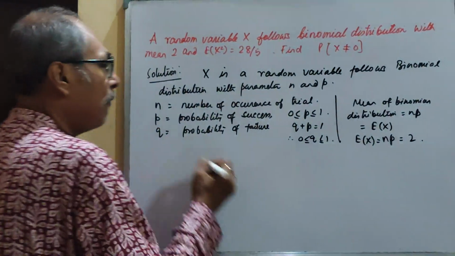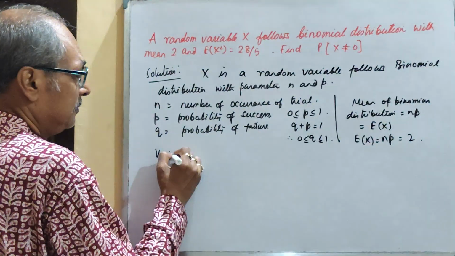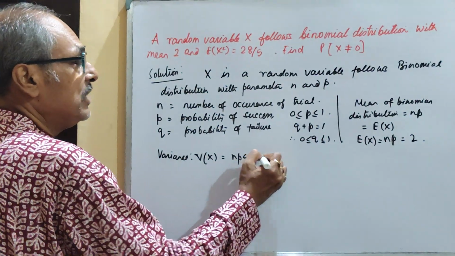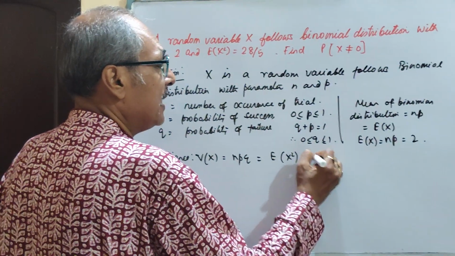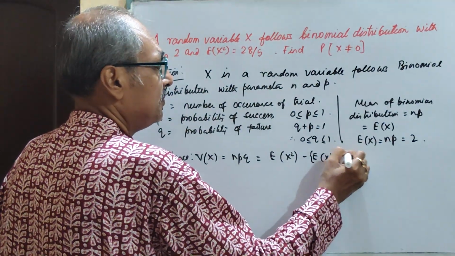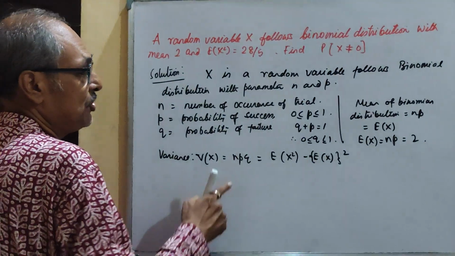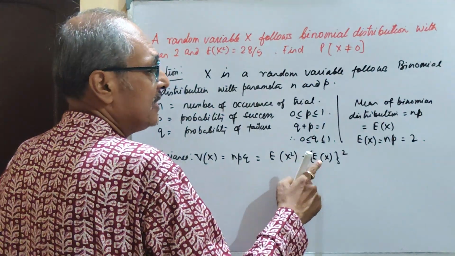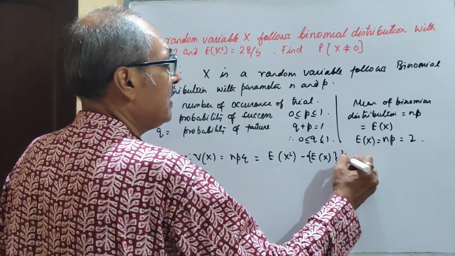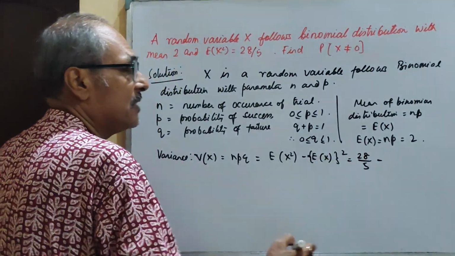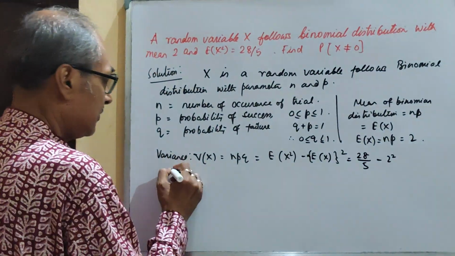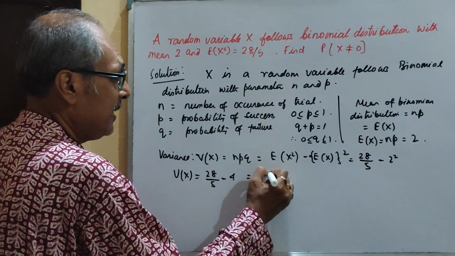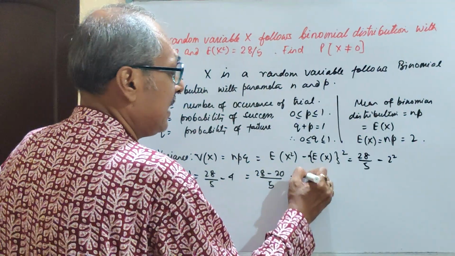It is given. Now the variance of the binomial distribution, V of x, equals npq, which is equal to E of x square minus E of x whole square. The formula for variance of binomial distribution is npq equals E of x square minus E of x whole square. Now E of x square is given as 28 by 5 and E of x is 2, squared. So this equals 28 by 5 minus 4. This is 28 minus 20 by 5. This is 8 by 5.